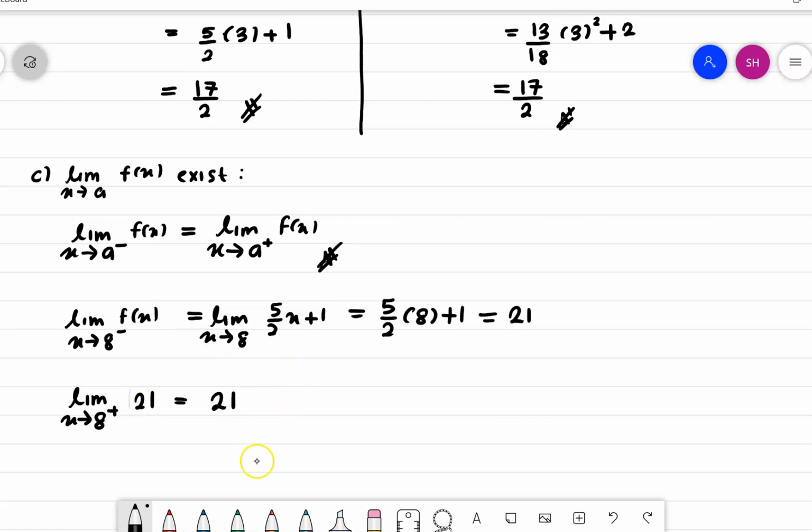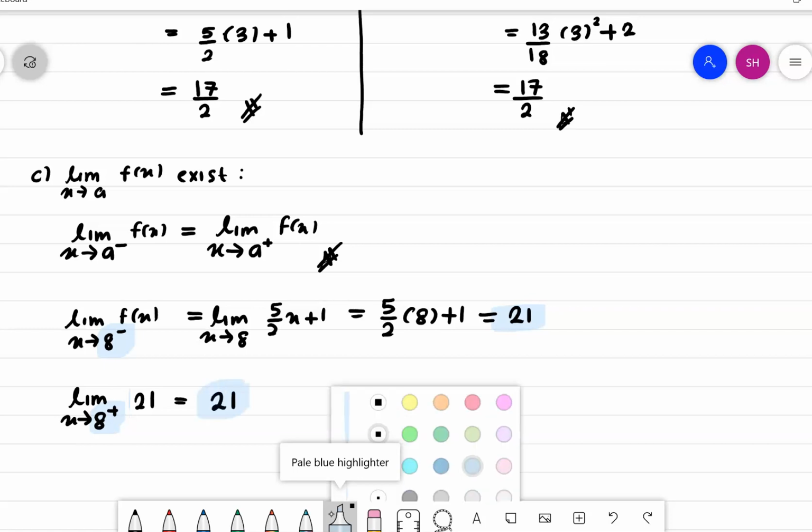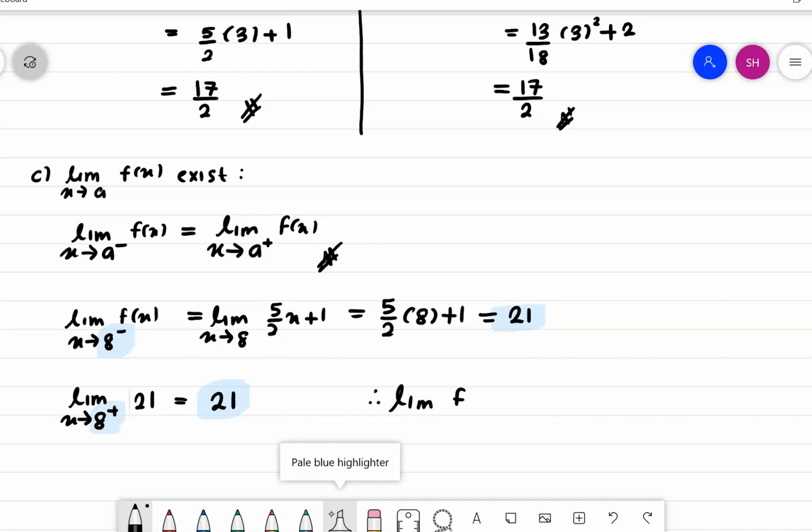Therefore, we can notice that limit x approach 8 from left is equal to 21, and limit x approach 8 from right is also equal to 21. Therefore, we can conclude that limit of f(x) as x approach 8 exists and equal to 21 as well. So that is question number 2.